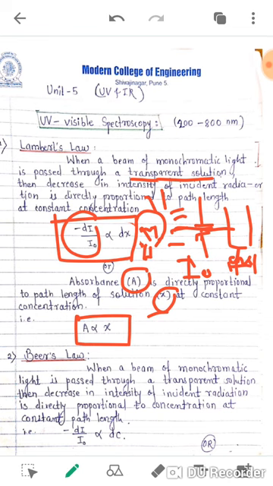Beer's law says that when a beam of monochromatic light passes through a transparent solution, then the decrease in intensity of incident radiation is directly proportional to concentration at constant path length. Guys, be with me. Here I have the same solution. In the previous law, they want to say that we have to change the cavity size every time.